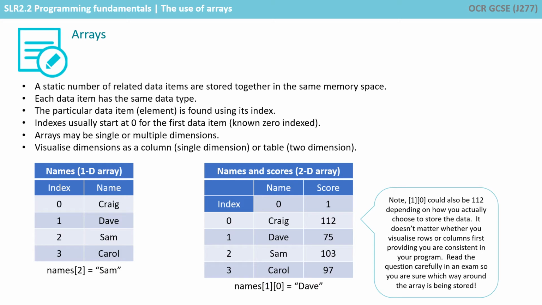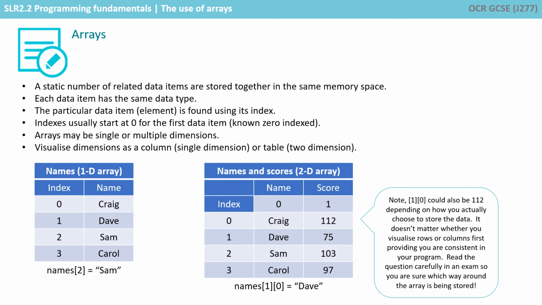Now, a quick note, and something which is often asked by students and teachers: when we say index 10, we could be accessing value 112. It depends how you actually choose to store the data behind the scenes. There's not a fixed way of referencing the data in an array.